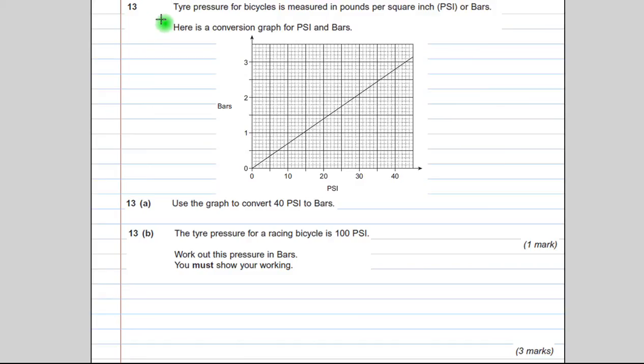Question 13. Tyre pressure for bicycles is measured in pounds per square inch, so PSI, or bars. Here is a conversion graph for PSI and bars.